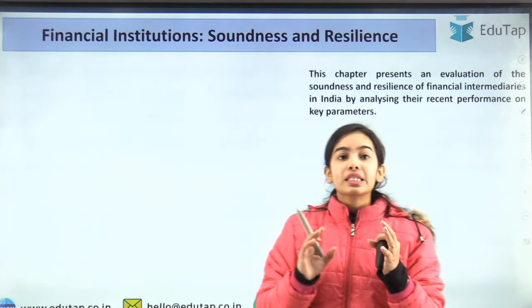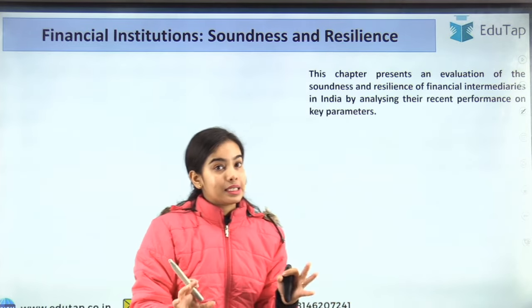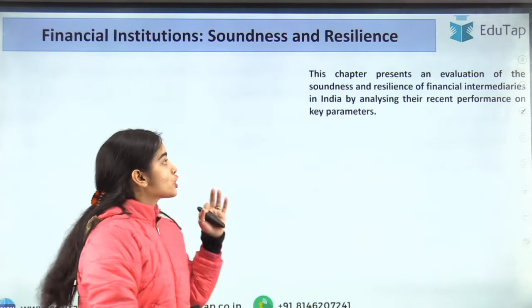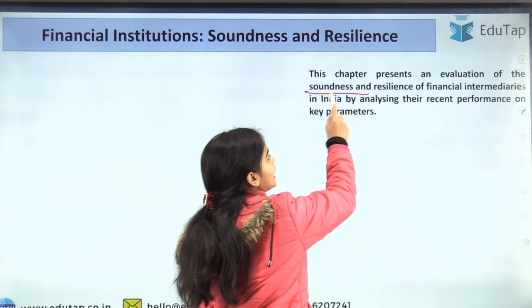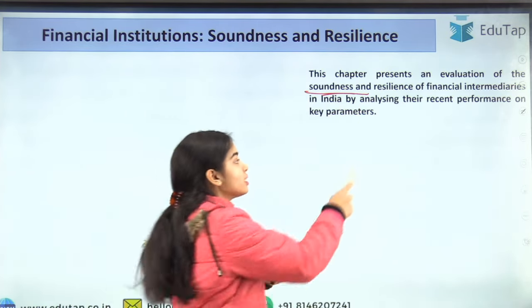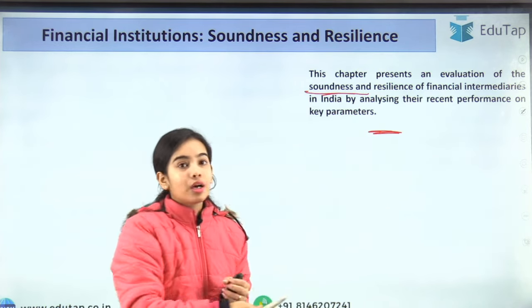Now coming to financial institutions' soundness and resilience, that is, how we are resilient. This chapter presents an evaluation of the soundness and resilience of financial intermediaries. We have understood that the foundation is good, but on what basis?